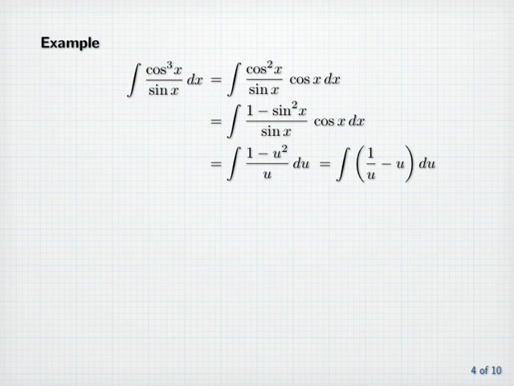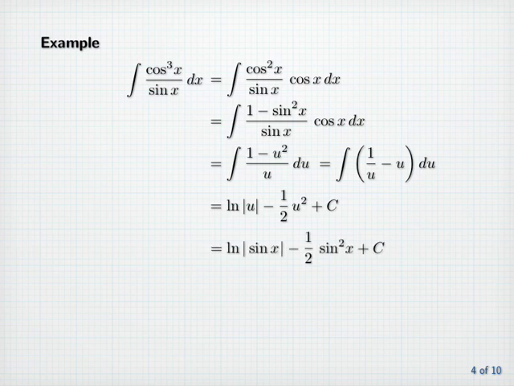The 1 over u term gives us natural log of the absolute value of u, and minus u gives us 1/2 of u squared plus c. Now u is equal to sine x, so we end up with the natural log of the absolute value of sine x minus 1/2 sine squared x plus c.